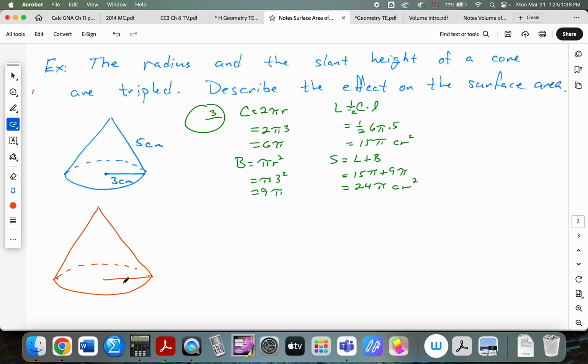So on my new one, the radius will be 9 centimeters, and the slant height will be 15 centimeters. So my circumference is 2 times pi times the radius. It's 2 times pi times 9 is 18 pi. The area of the base, pi times the radius squared. So it's pi times 9 squared is 81 pi.